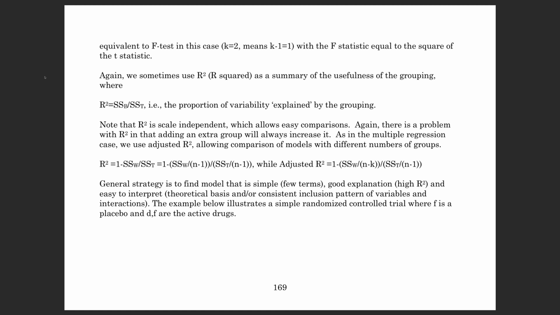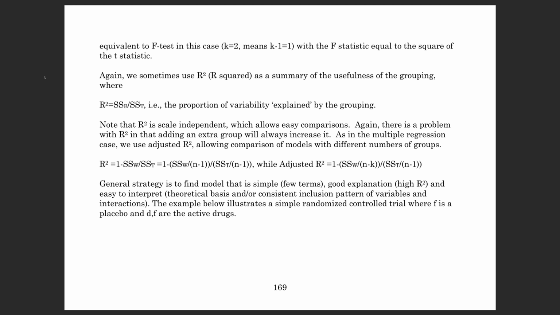The F statistic is just the square of the t statistic. So again, it's just saying we don't really care what the direction is of the difference. We just care about how big the difference is. In that case, it's k equals 2, so we just have 1 degree of freedom in the numerator of the F statistic.